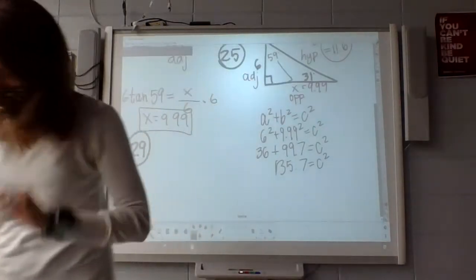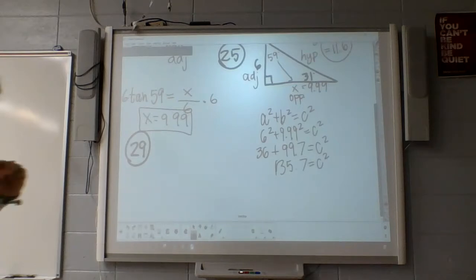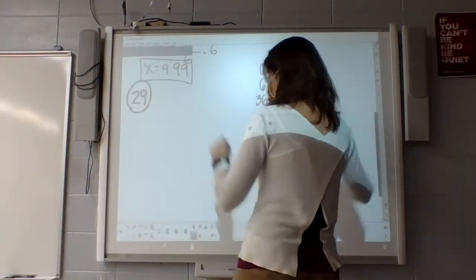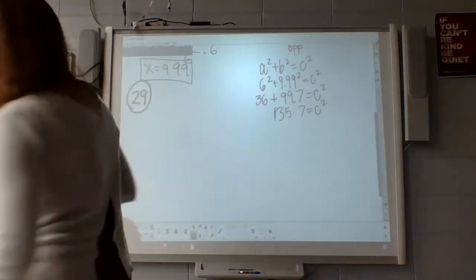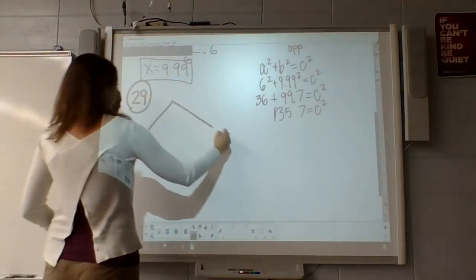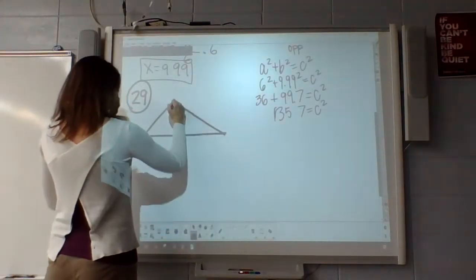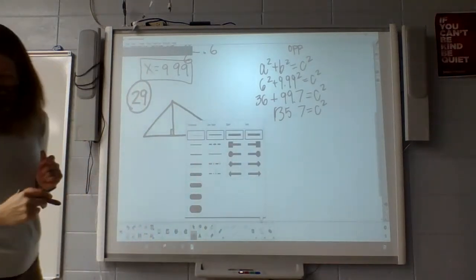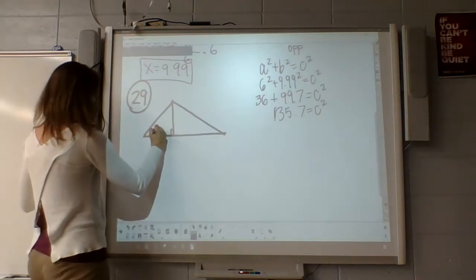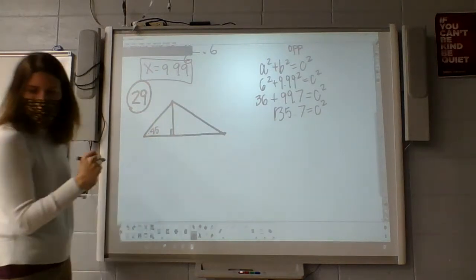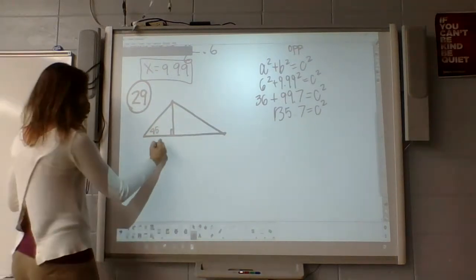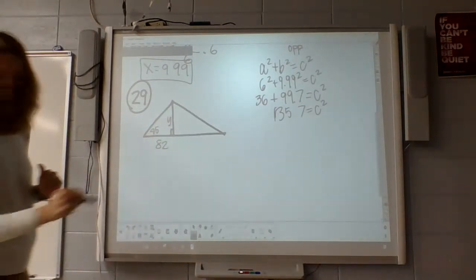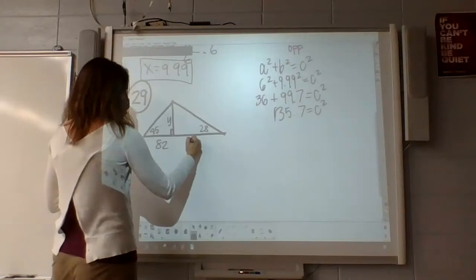So 29 has two triangles, which sometimes makes it a little bit tricky, but hopefully that actually will help in this case. So we know this is 45. This is 82. This is y. This is 28. And this is z.